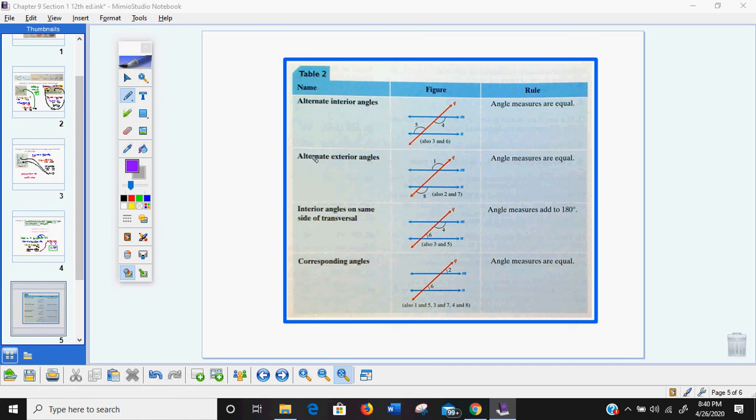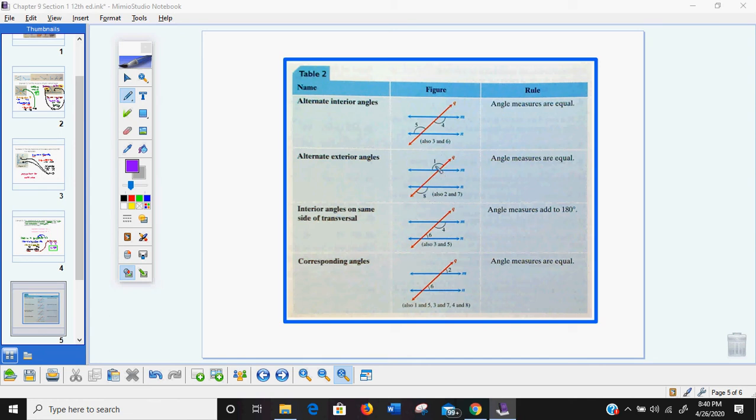Some rules about angles and parallel lines. When you have two parallel lines cut by a transversal, shown in red, there are rules for that. These are called alternate interior angles because they're on alternate sides of the transversal. They are equal.